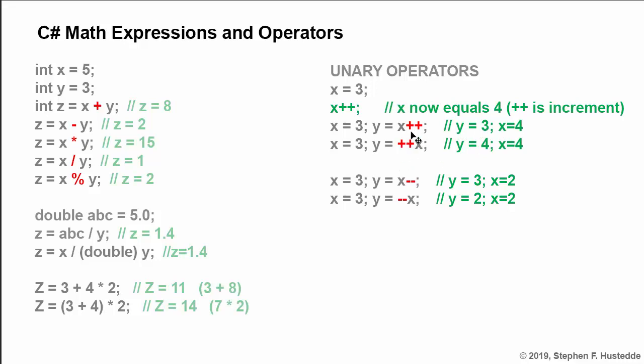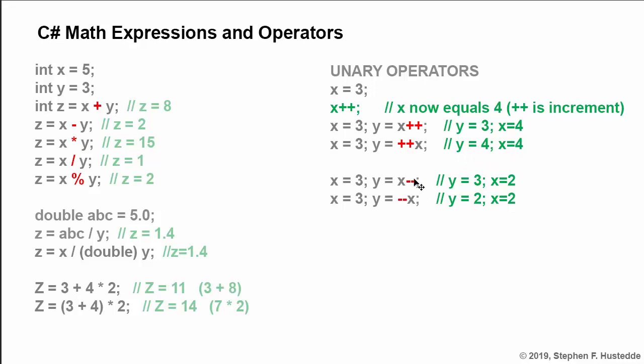But if we put the plus signs in front of the variable x, assign value of 3 to x, y equals plus plus x, now it's going to do this first. It's going to increment x by 1, and then assign it to y. So in this case, y equals 4, and x equals 4.